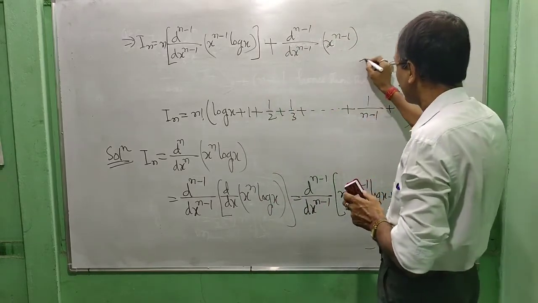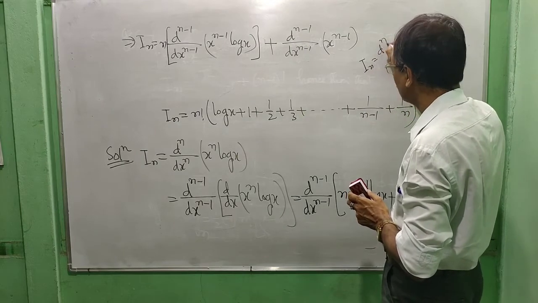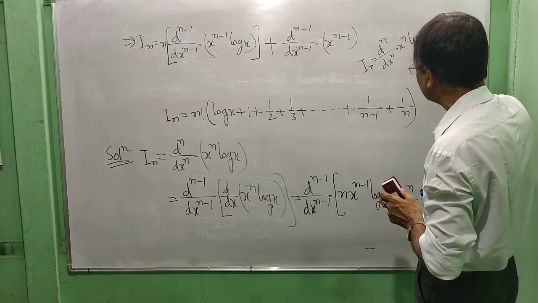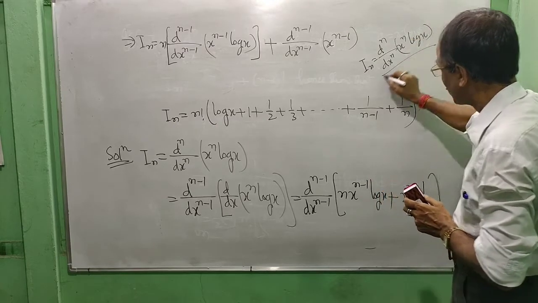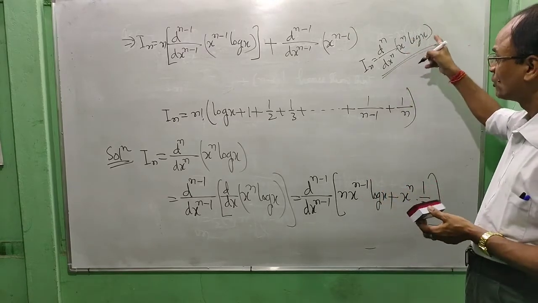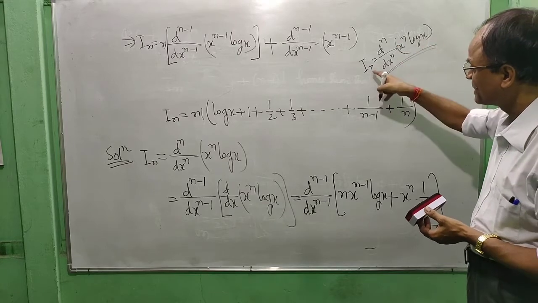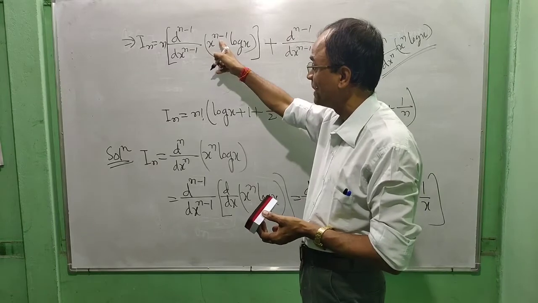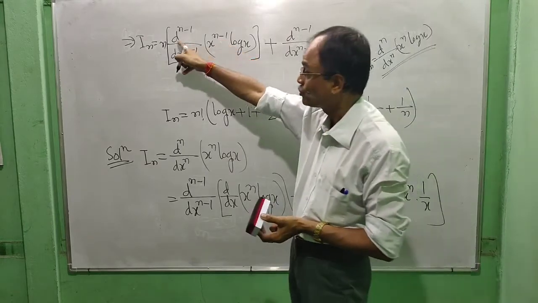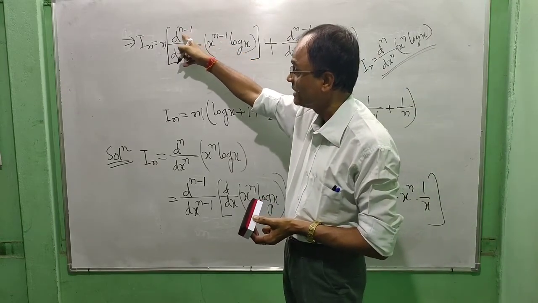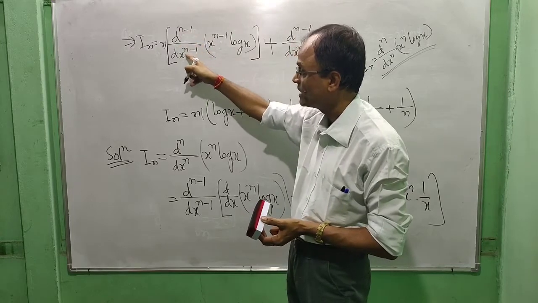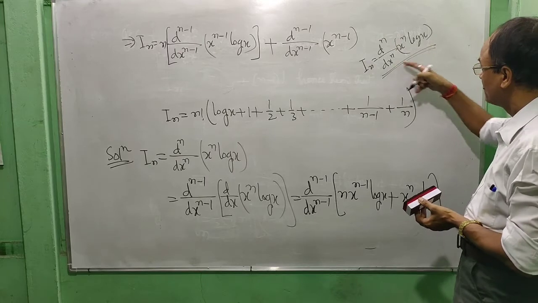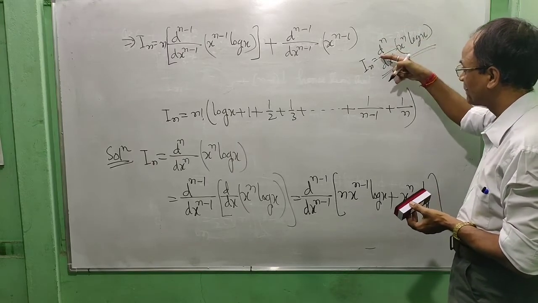Now notice that this is equal to d to the power n by dx to the power n of x to the power n log x. The nth differentiation of x to the power n log x is represented by I_n. In this case we have replaced n by n minus 1, so in this case n is replaced by n minus 1.